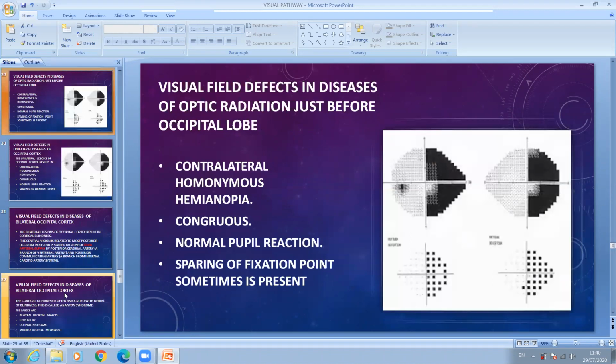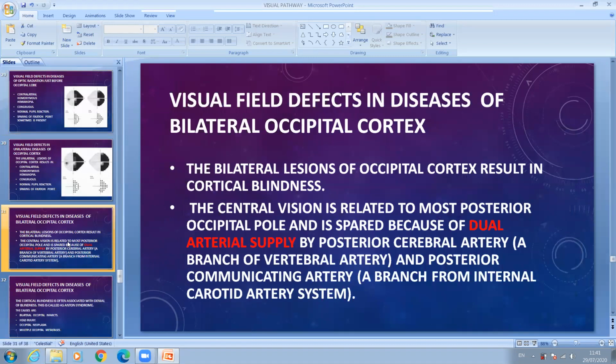Similarly, if you look at the lesions of the optic radiation just before entering into the occipital cortex, both parts of the optic radiation are now at the same place, and so they will cause a defect on the opposite side. In the left occipital area involvement, there is a right homonymous hemianopia with sparing. Look at this. There is a sparing of the central area as well. In the visual cortex, if the occipital cortex is involved bilaterally, because of the dual blood supply, as already told you, the posterior cerebral artery is a branch of the vertebral artery.